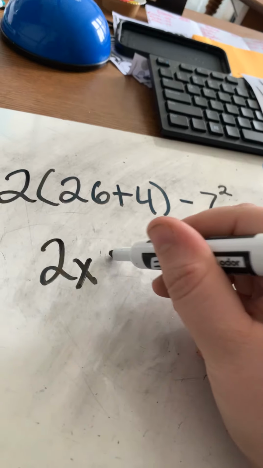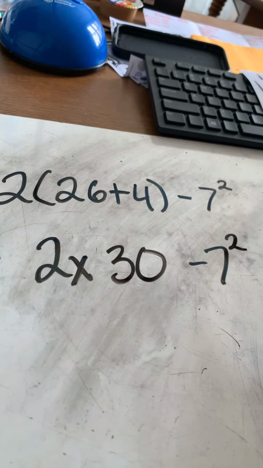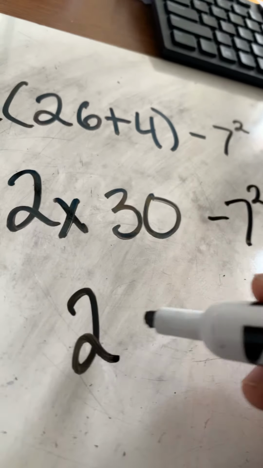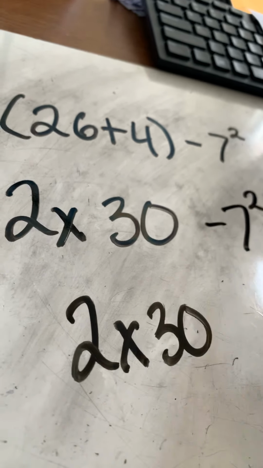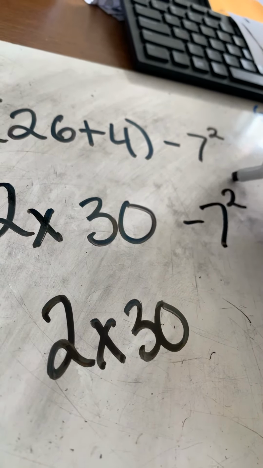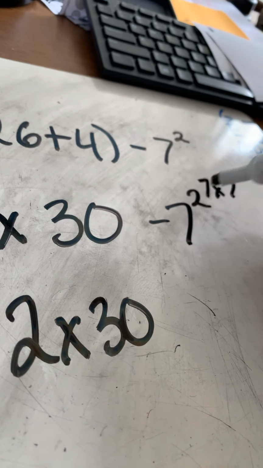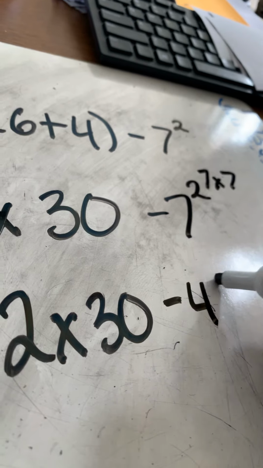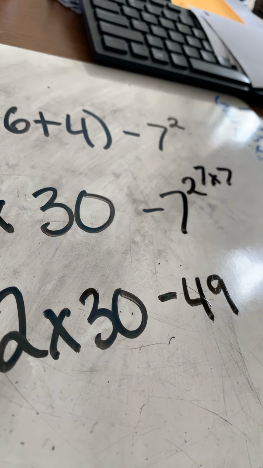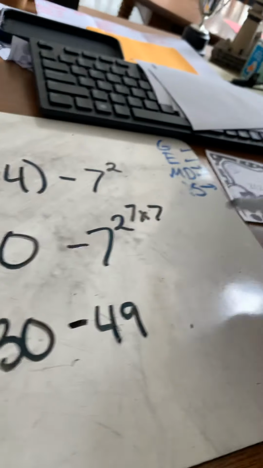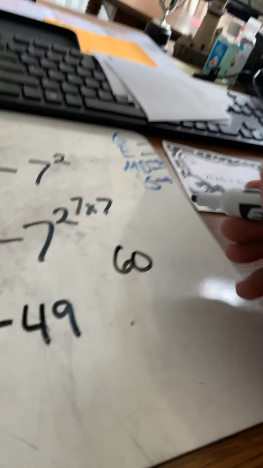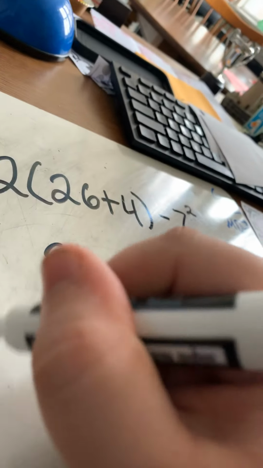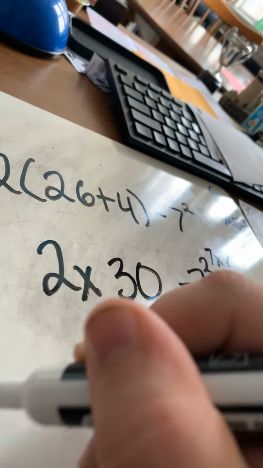26 plus 4 is 30. Get rid of my exponent. So I'm bringing down my 2 times 30. Again, that is 7 times 7. That is not 7 times 2. So minus 49. 2 times 30 is 60. Minus 49. Make sure I subtract that correctly.